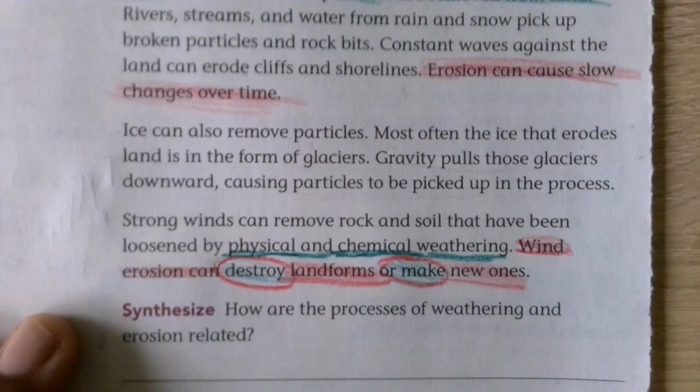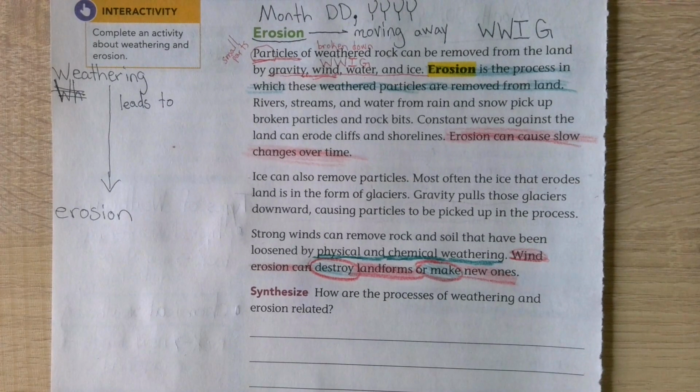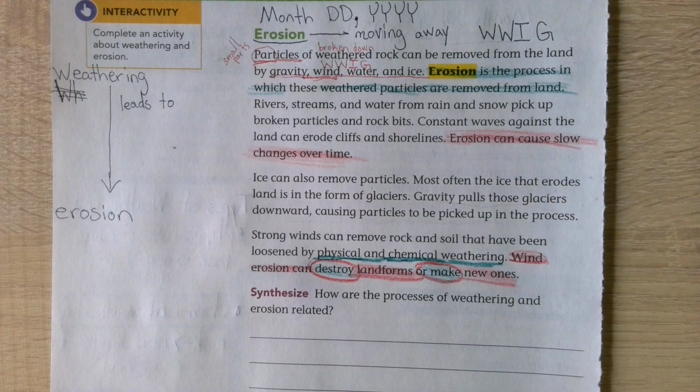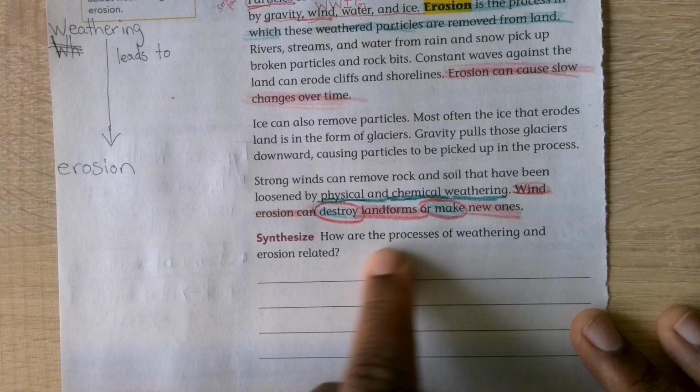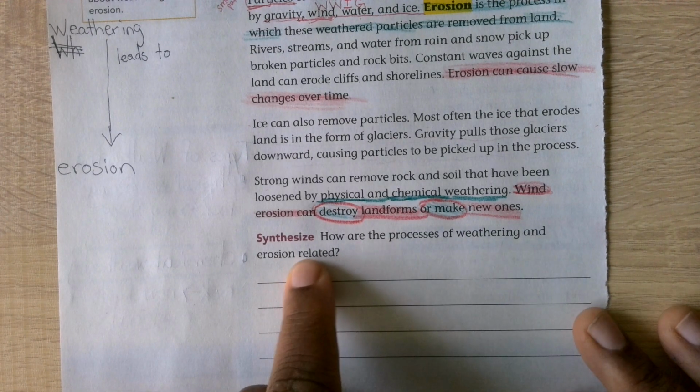Next time, just in case you want to check your annotations, you should pause the video if you want to check any of your annotations. And then we're going to put them together. It says, how are the processes of weathering and erosion related?